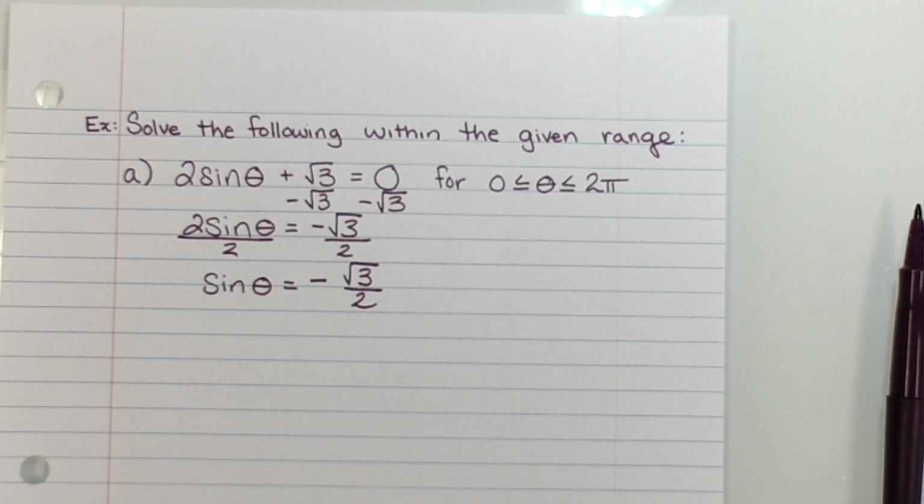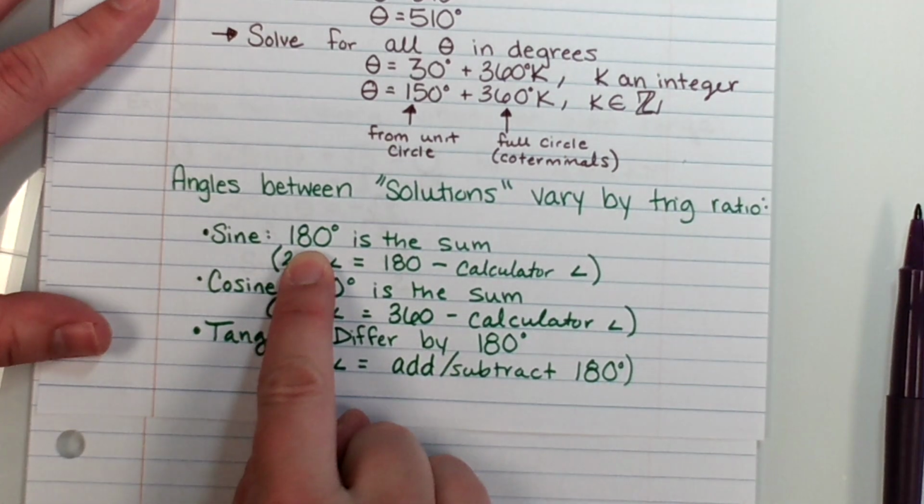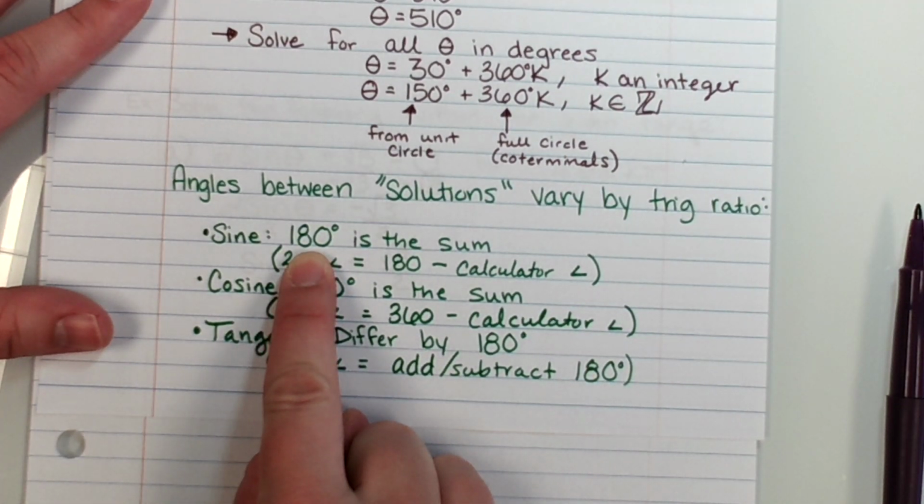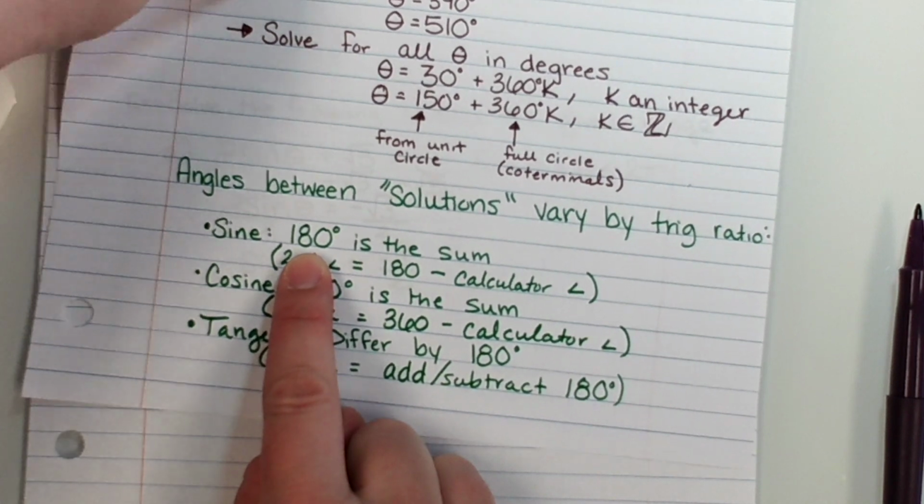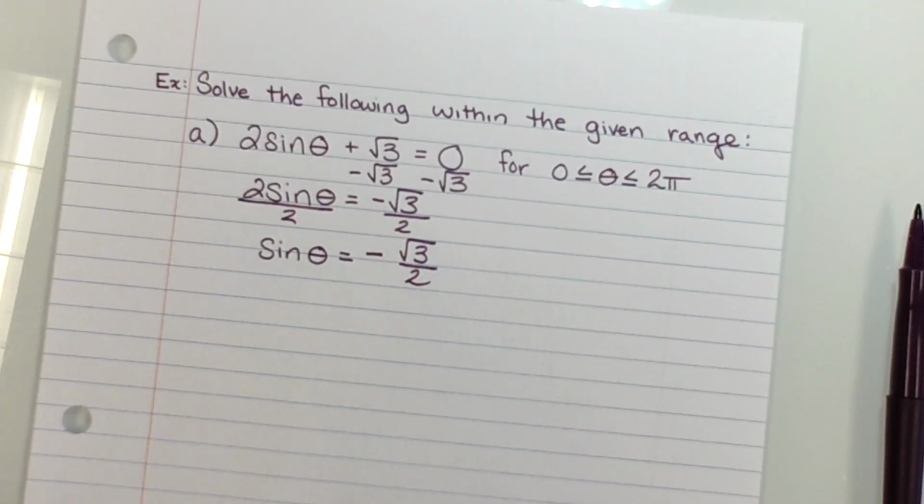So, traditionally, what would you do at that point? You would find a coterminal angle. And then you would work with the fact that in degrees, they'll have a sum of 180 degrees. Or the easier way is, I give you a unit circle for a reason.